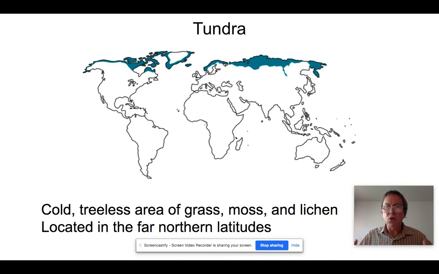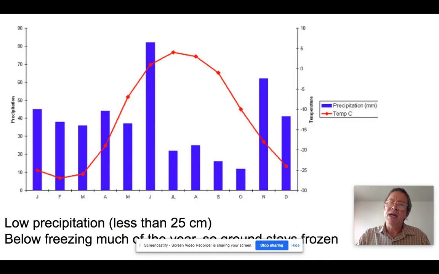Basically, we have a cold, treeless area dominated by grasses and mosses and lichens. And basically, it doesn't have a whole lot of life most of the time of the year. If you go there most of the time, you're just going to see a lot of snow. It has a very brief growing season.